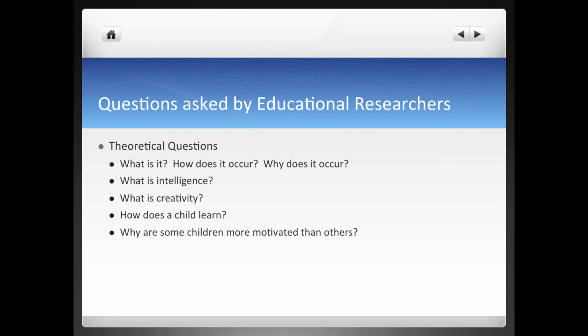Okay, questions asked by educational researchers. First thing, we get into what are called theoretical questions. These are like, what is it? How does it occur? Why does it occur? What is intelligence? What is creativity? How do people learn? Why are some children more motivated than others? What happens here is the researcher goes out and conducts a study that is geared toward developing a theory.